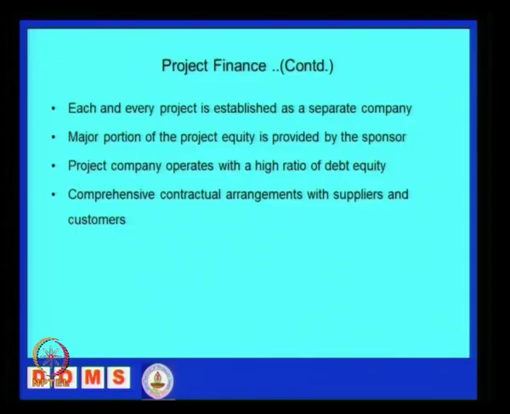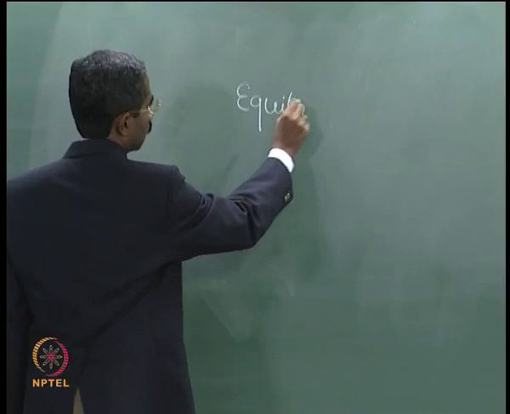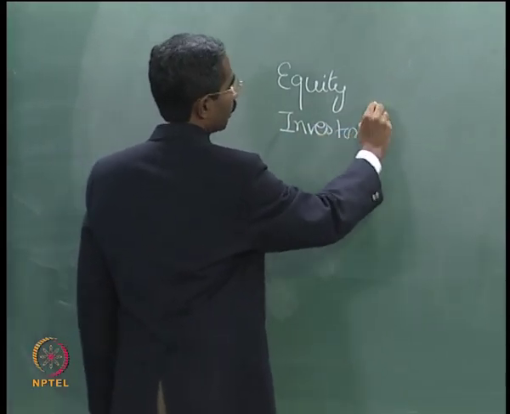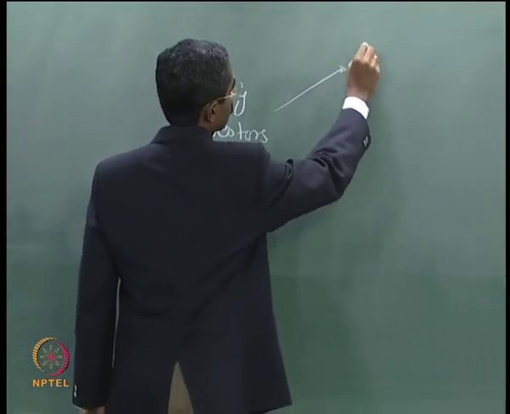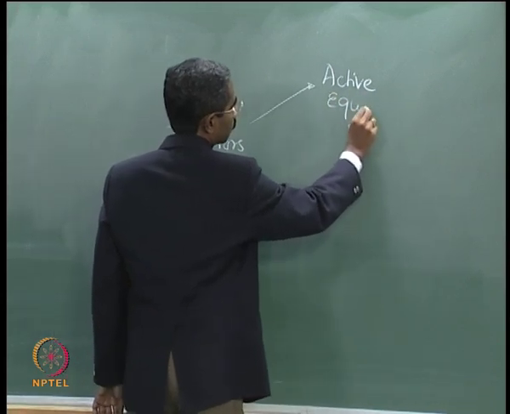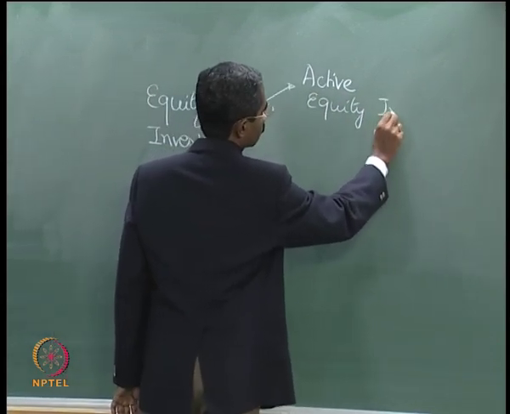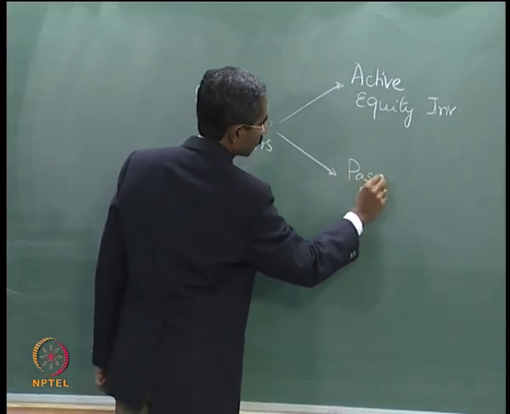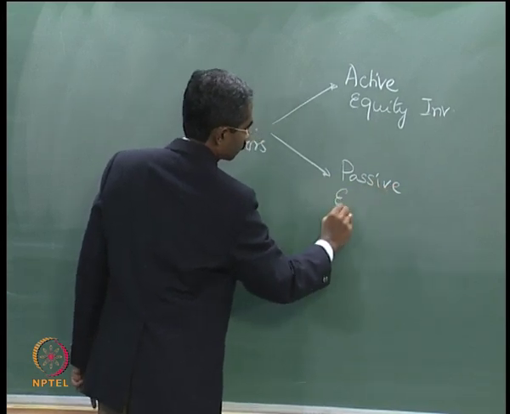Point number 2, a major portion of the project equity is provided by the sponsor. For example, equity investors can be broadly classified into two categories. We have what are called active equity investors, and then we have what are called passive equity investors.